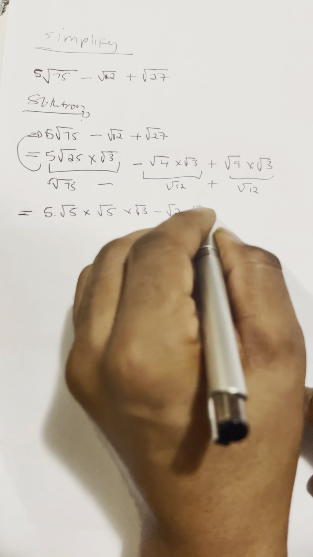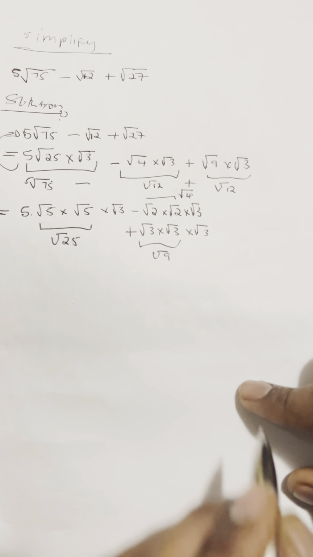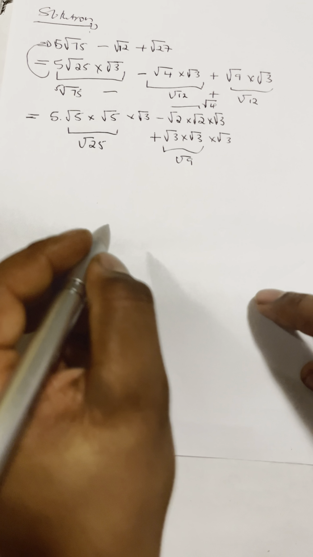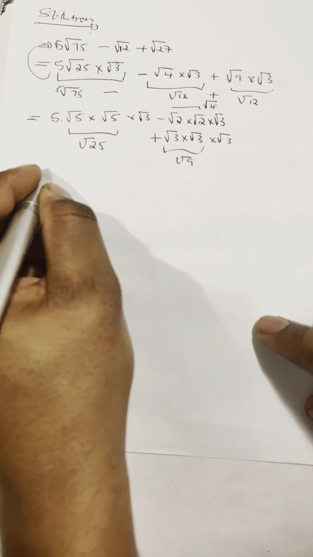Now we go further. Let's add this. We will say plus square root of 3 times square root of 3 times square root of 3. This is the same as square root of 9, this is the same as square root of 25, this is the same as square root of 4. All right, now let's go further.